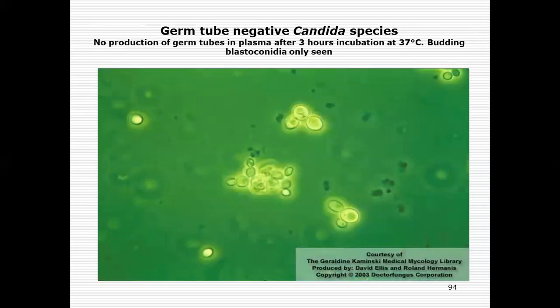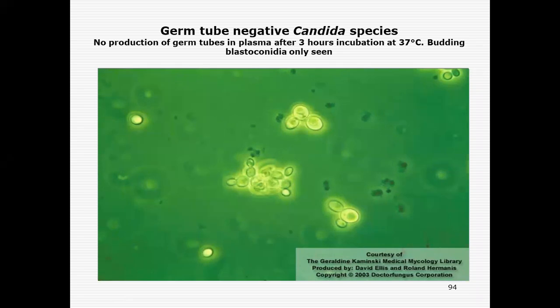Now, for the germ tube test, you can see a negative germ tube test. Candida species are there, but there is no production of germ tubes in the plasma after 3 hours incubation time. So we can see only budding blastoconidia, the budding cells. You can see the budding cells over here, but there is no germ tube. So you can very well compare both of these slides having the same staining process, one with the germ tube, the other without the germ tube.